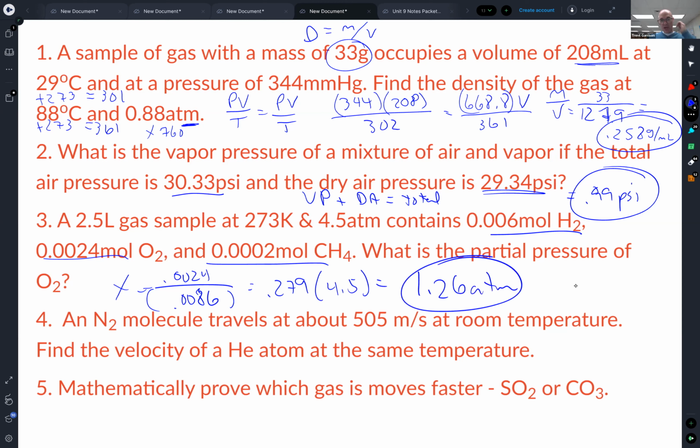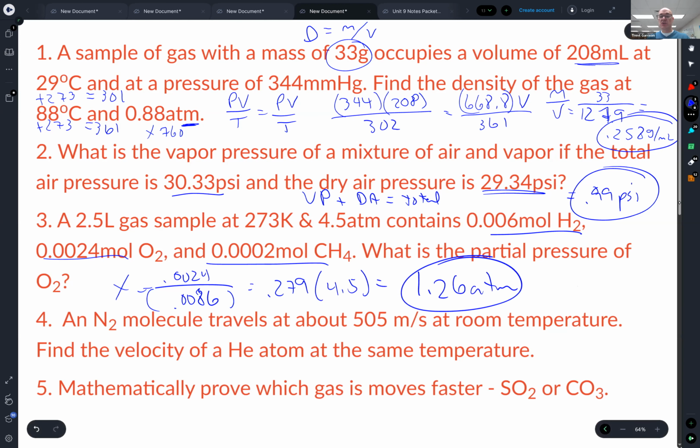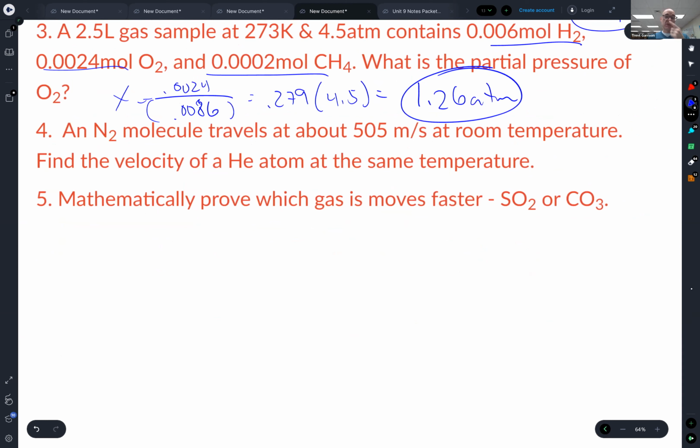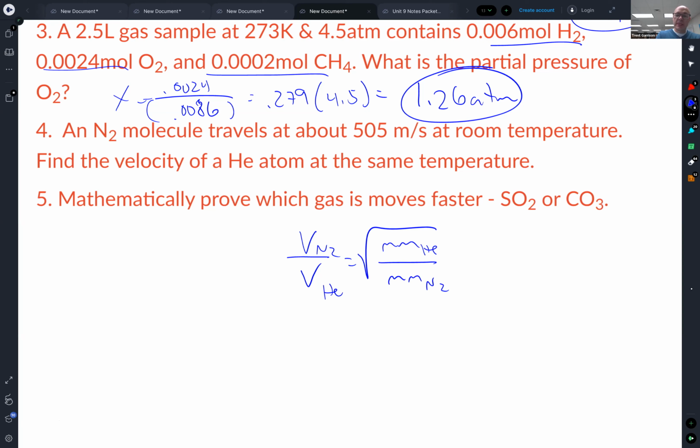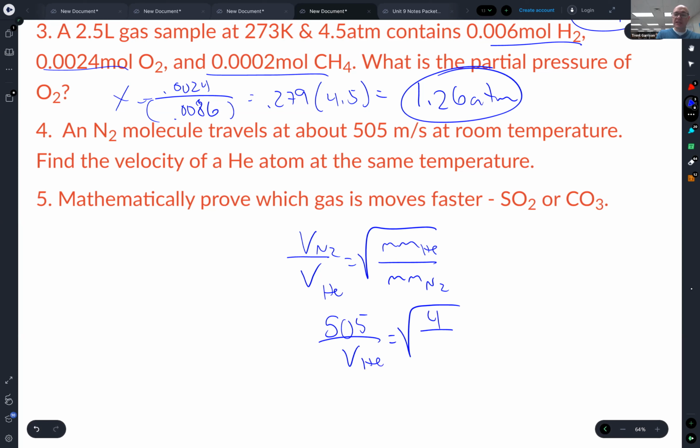Number 4, a molecule travels at about 505 meters per second at room temperature. Find the velocity of helium at that same temperature. So Graham's law is a velocity ratio. So I've got N2 versus helium, but it's the inverse of their molar masses. So helium would go on top and nitrogen would go on bottom. So let's substitute in what we got. Velocity of nitrogen is 505. I'm looking for this value. Square root of the mass of helium over the mass of nitrogen.